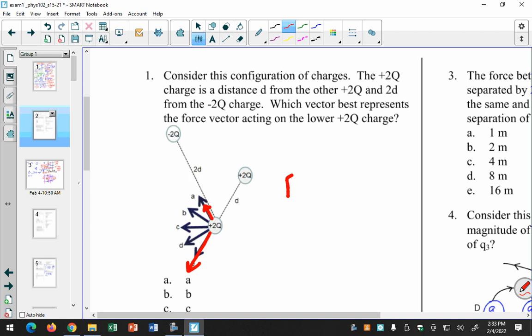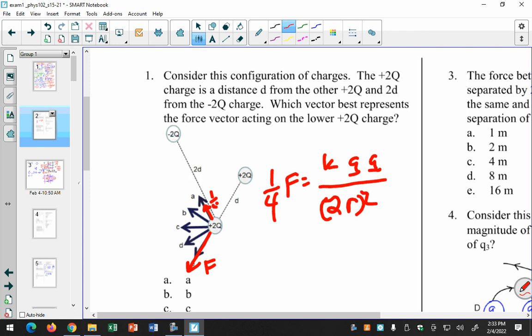I know that because F is kQQ over R squared. The two Q's remain the same. They're both 2Q, but the distance is doubled, so that means that my force is quartered. So if this force is F, this force is 1/4 of that value, which means that D is the right answer. So you'll have one like that too. I'm confident that you will have one like that.